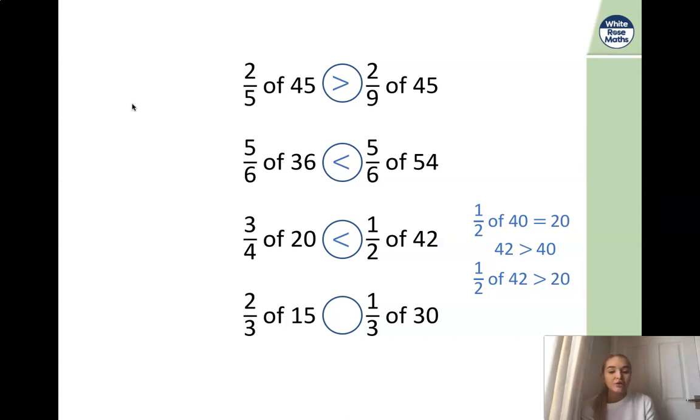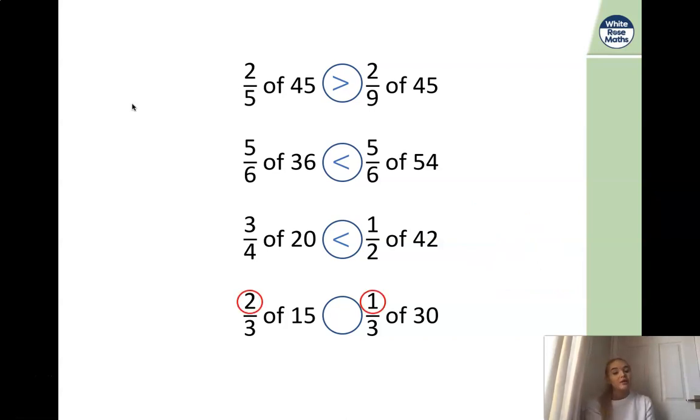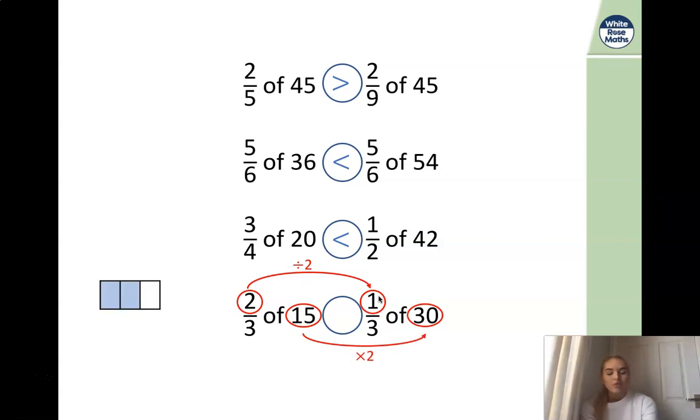Finally then, 2/3 of 15 compared to 1/3 of 30. We can use the fact that the numerators are different and the denominators are the same. We can see that to get from 2 to 1, we divide by 2. Similarly, to get from 15 to 30, we do the inverse, we multiply by 2. We can then use a bar model to help us.